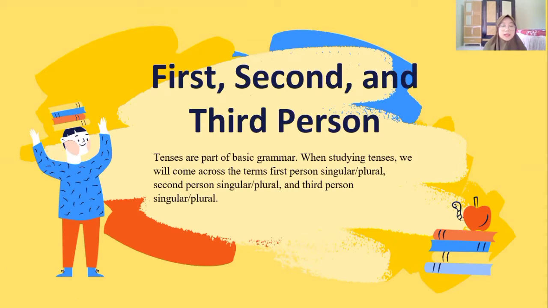Yang berikutnya adalah first, second, and third person. Tenses are part of basic grammar. Studying tenses, we will count the terms first person singular or plural, second person singular, third person singular or plural. Jadi tenses itu merupakan bagian dari basic grammar. Saat mempelajari tenses, kita akan menemukan istilah-istilah first person singular or plural, second person singular or plural, and third person singular or plural. Sebenarnya apa saja sih yang termasuk first person, second person, and third person?